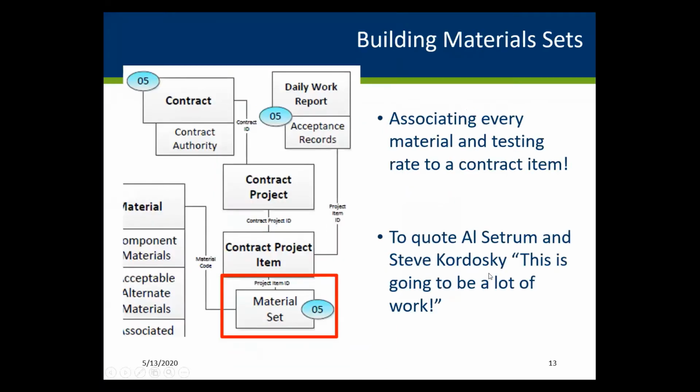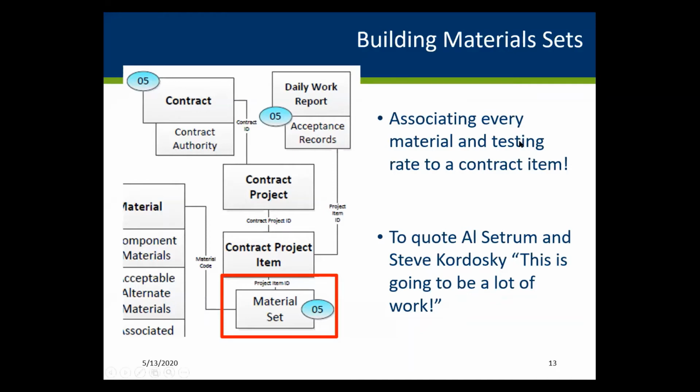And then all of that in a quick whirlwind brings us back to the contract in the construction box. So if you go back to this construction box, remember, there were a few parts that were not set up yet. And those two parts were the material sets and acceptance records. Thinking about this, when you build material sets, basically we have to associate every material and testing rate to a contract item. I didn't list how many contract items there are. Jenny may know something along that line.